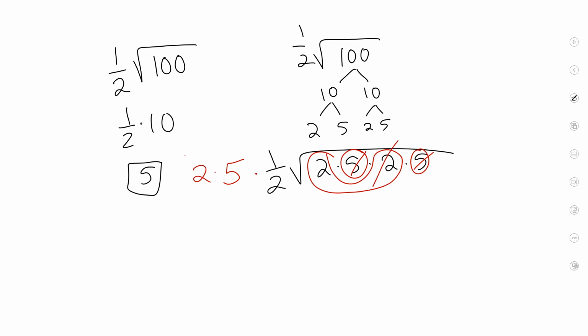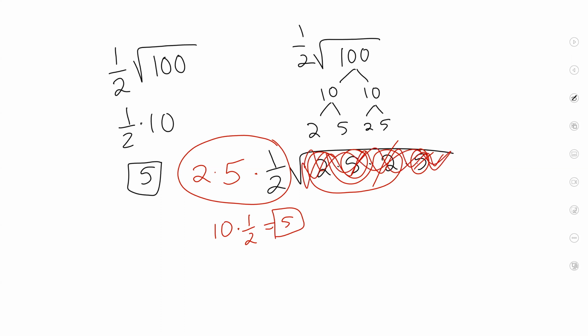So I'm going to multiply the outside. This is 10 times a half. Well, half of 10 is just 5. All of these pairs canceled out, so there's nothing under the square root symbol. That's gone. Yeah, they did it the long way. That's why I was asking.